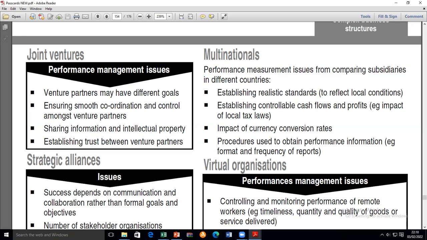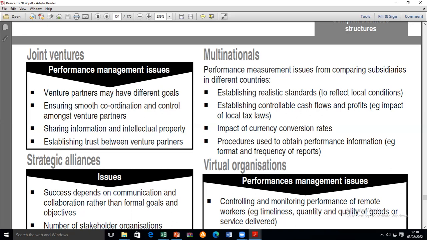The only issue is how can we achieve our objectives in the joint venture? In other words, what are some of the possible performance management issues? One, maybe you've got different goals. So how are you going to realign your goals? There's the issue of coordination and control. How are we going to coordinate? How do we ensure that there's smooth coordination so that we are moving at the same pace? How do we effect control? Who is going to be responsible?